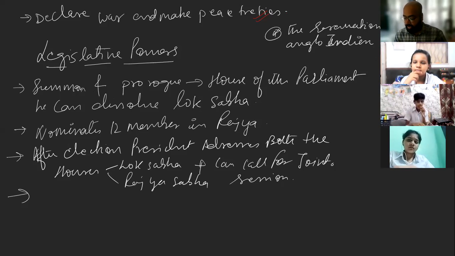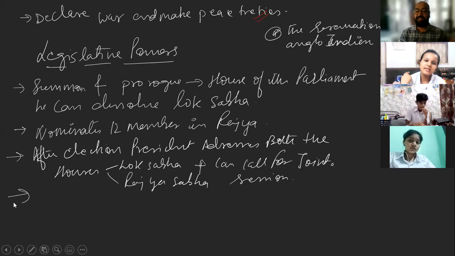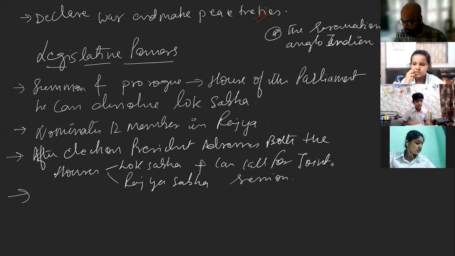Yes, sir. Then a bill becomes a law. When does a bill become a law? The president signs it and both the houses accept it. The first thing is it is passed by both the houses. And the second thing, a bill will not become law unless it is signed by the president. It gets the assent of the president. Okay? You can write.